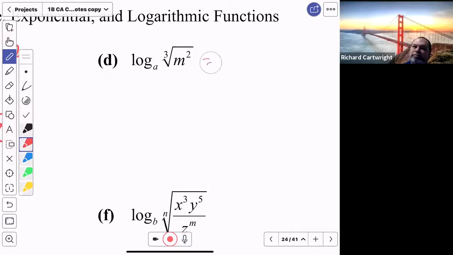The exponent here, log base A, would be m over 3. That's what cube root means. The denominator is a 3. That means that, what did I write m? It's m squared, so it's 2/3. So it's m to the 2/3, so that would be 2/3 in front, log base A of m.